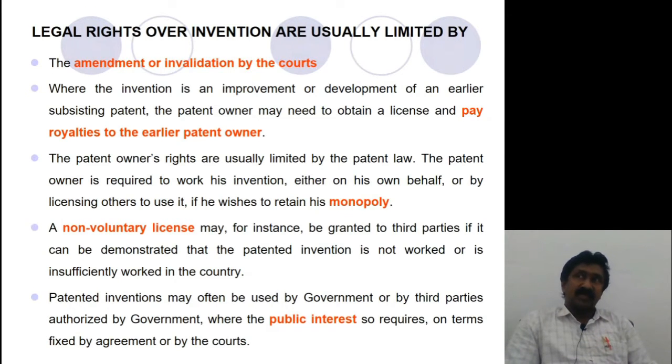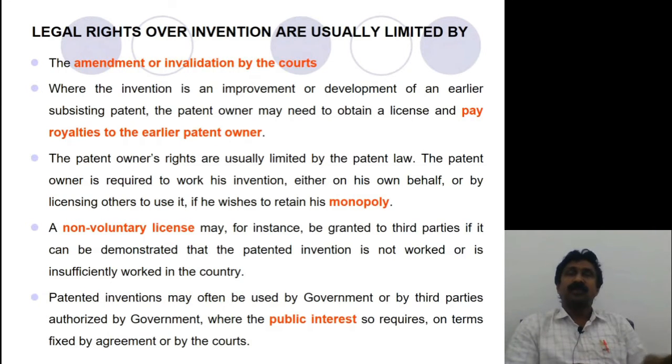Then, where the invention is an improvement or development of an earlier patent, the patent owner may need to obtain a license and pay royalties to the earlier patent owner. In many cases, the patented technology may be an improvement or an adaptation of the existing one. If you are commercializing the new invention, which is actually based on the previous invention, then you need to pay the license fee to the previous owner. So a share of the profit should be transferred to the original owner whose invention or idea you improved.